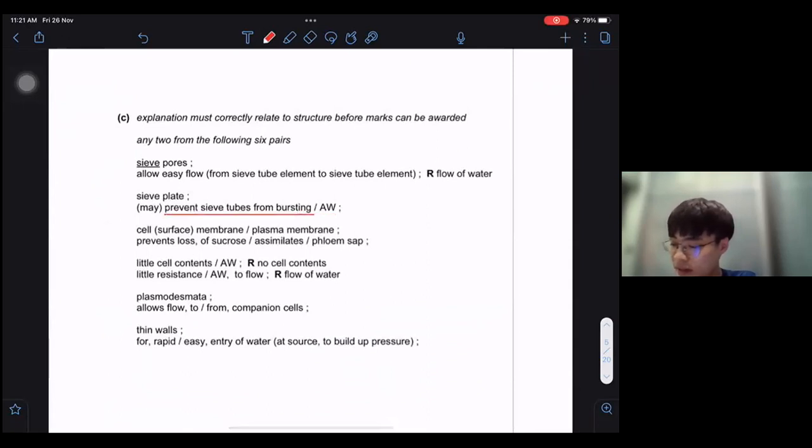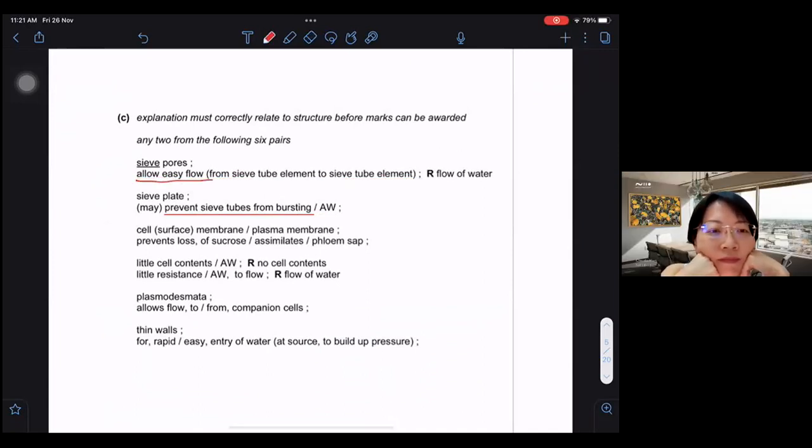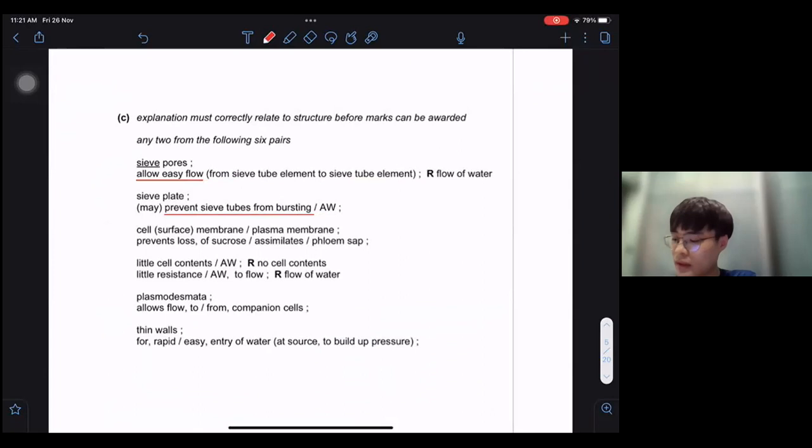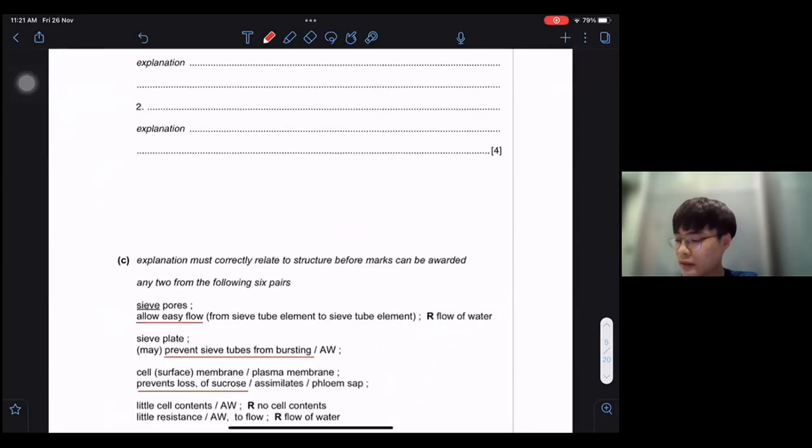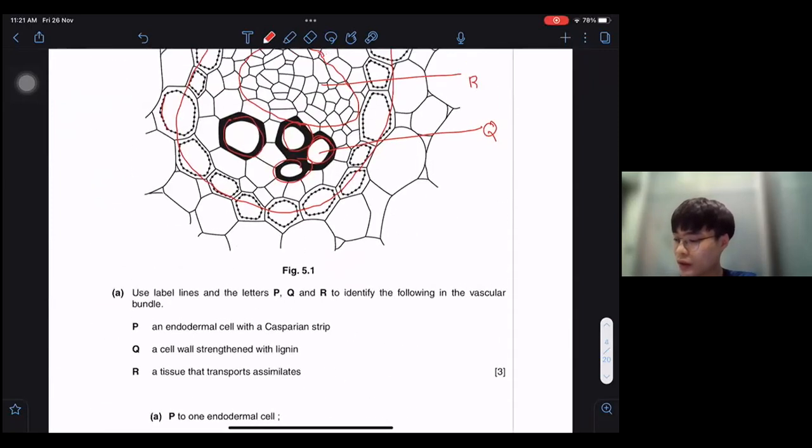So you can see from mark schemes, there's sieve plates which can prevent the sieve tube from bursting. And there's actually sieve pore, which also allows the easy flow from sieve tube element to sieve tube element, which is at the middle of both sieve tubes. And there's actually cell surface membrane and plasma membrane, which prevent the loss of sucrose at the phloem tissue.